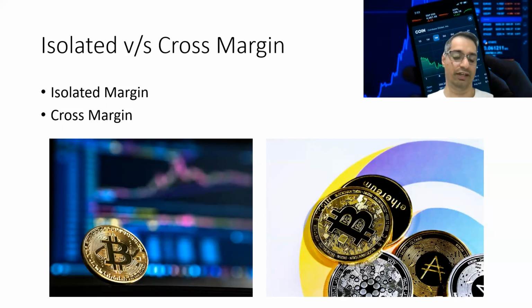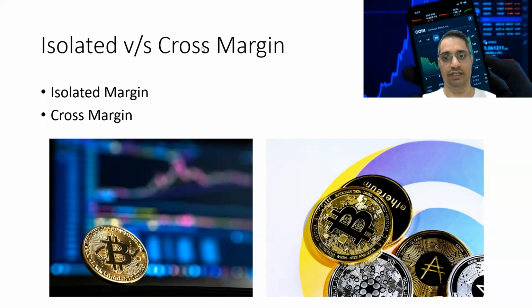But again, another risk factor is that in cross margin, in case the trade goes in the opposite direction, all of your coins could be liquidated, could be sold to cover up the money that you borrowed from the exchange. So that is about it. I can now show you a quick demo.